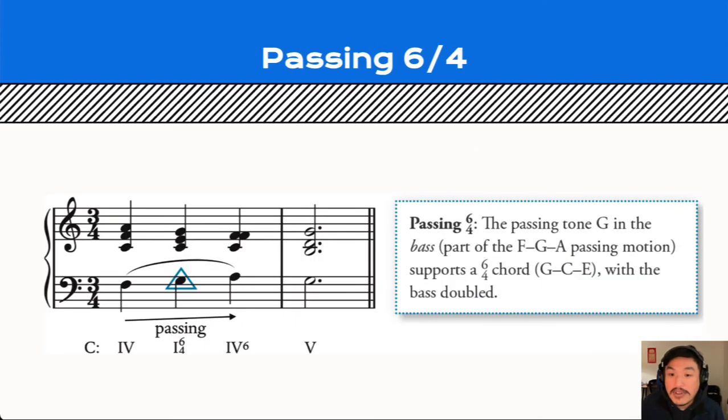The second example that we're talking about is the passing 6/4. A passing 6/4 is a second inversion triad whose bass is a passing tone. In 4-part harmony, the bass of a passing 6/4 is usually doubled. And so the passing tone G here in the bass, F, G, A, supports this 1/6/4 chord, literally a 1/6/4 chord. C, E, G is the chord with G in the bass. And so generally, the G is doubled.